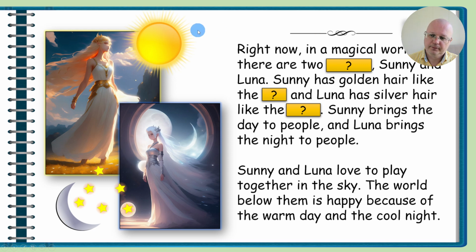Right now, in a magical world, there are two sisters, Sunny and Luna. Sunny has golden hair like the sun, and Luna has silver hair like the moon. Sunny brings the day to people, and Luna brings the night to people. Sunny and Luna love to play together in the sky. The world below them is happy because of the warm day and the cool night.